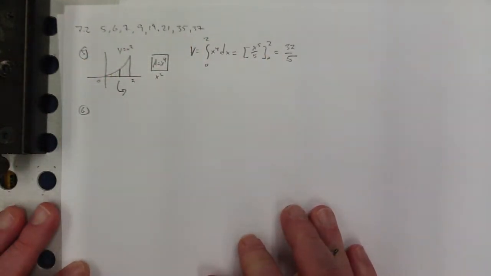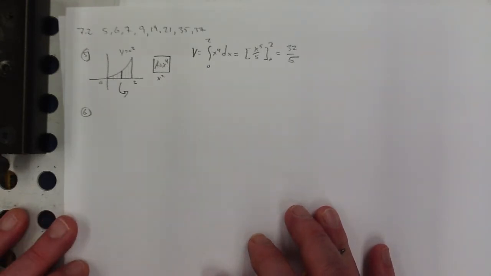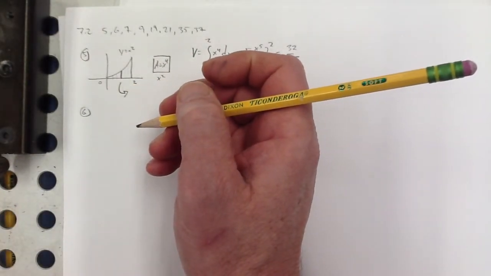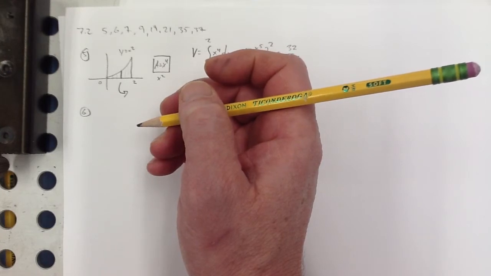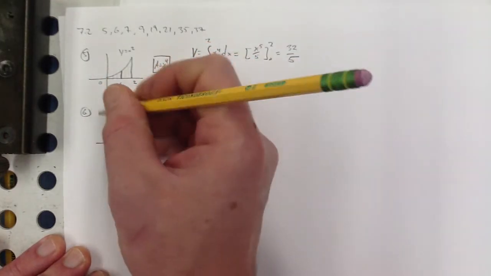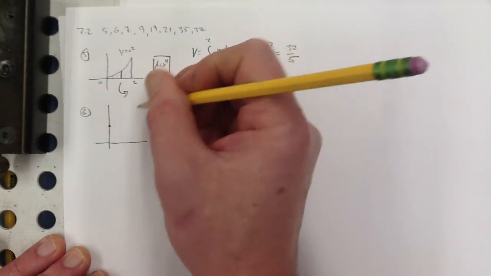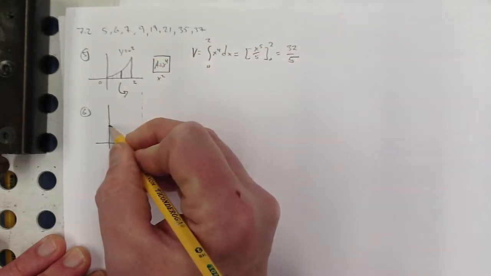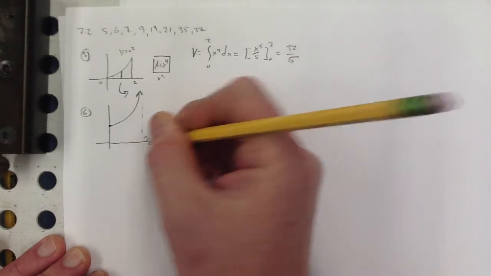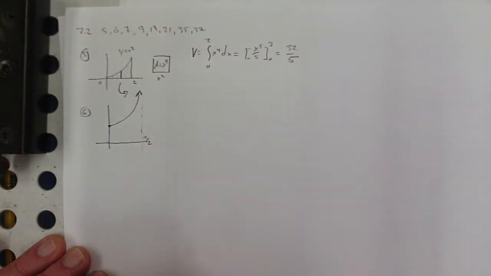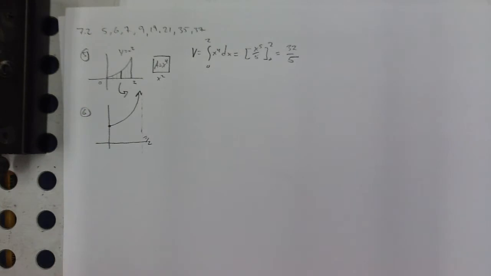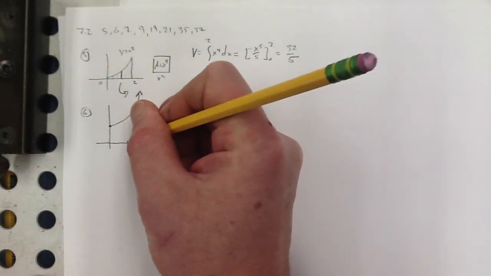Number 6. Find the volume of the solid whose base is the region bounded between the curve y equals secant x and the x-axis from pi over 4 to pi over 3, and whose cross-sections are squares again. Alright, so let's see. Secant function is like the cosine function turned on its head. Something like that, right? Cosine of pi over 2 is 0, so that's where it would get an asymptote there. Now, we want to do between the x-axis and between pi over 4 and pi over 3.